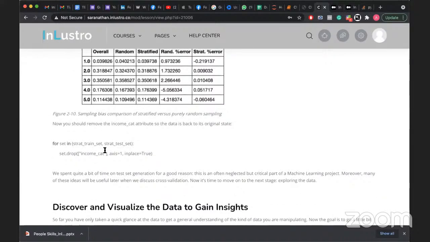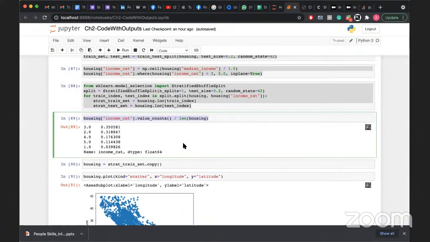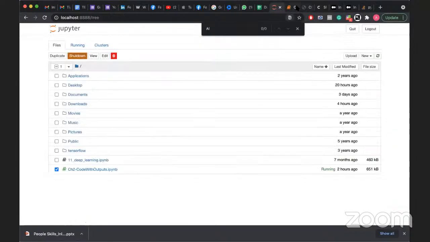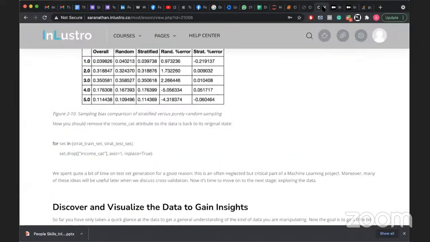So now once you have sampled, you have to remove the income category attribute. So that's what we're going to do. Please ensure you execute this code to remove the income category attribute. Right, you can do this. Drop the income category attribute.